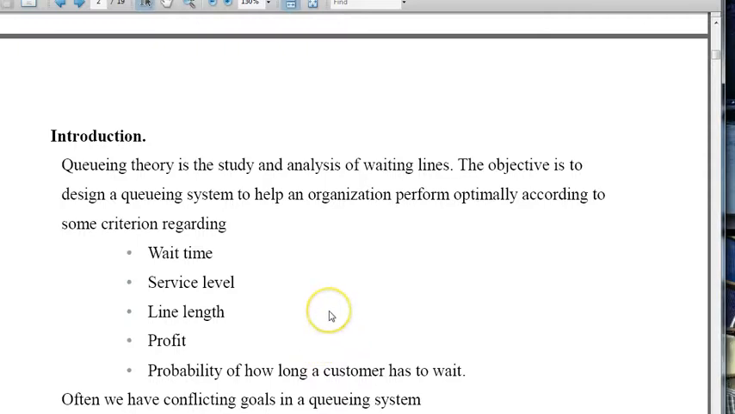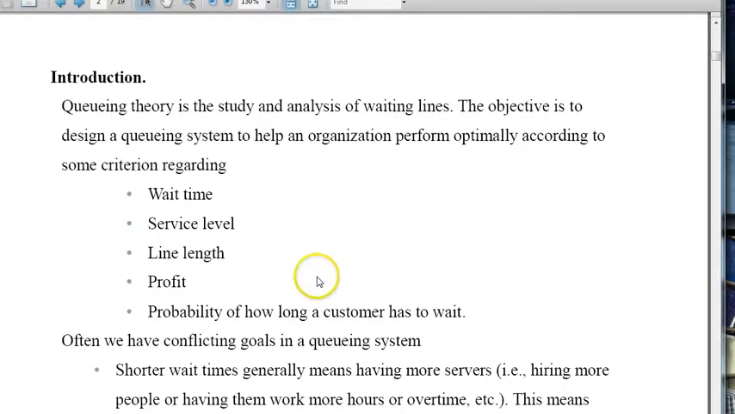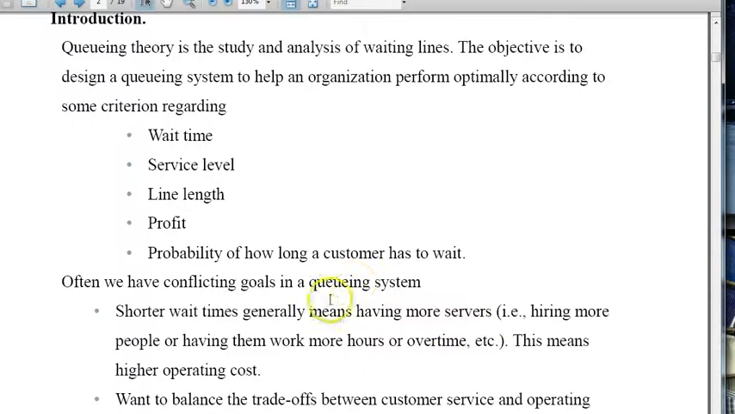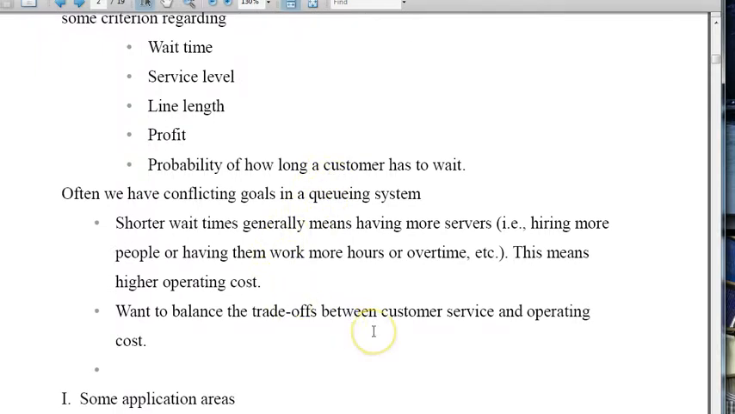So often we have conflicting goals, because if we want to reduce waiting times, which means improve service, that means we have to hire more people, more servers, and that costs us more, higher operating cost. So we want to balance that trade-off between good customer service or lower waiting times and operating cost, the cost of providing the service.